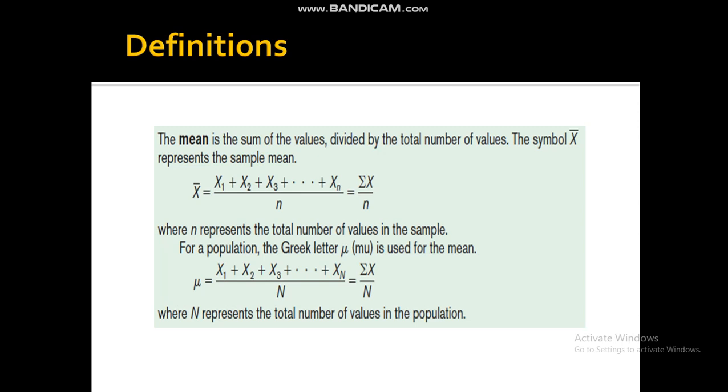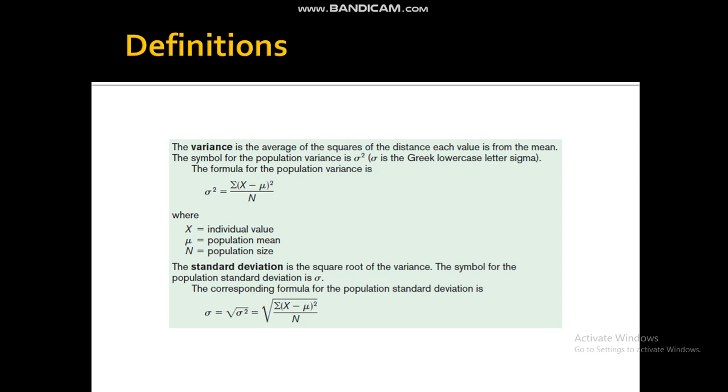The mean is the most stable measure of central tendency. Why? Because no matter how many times you take a sample from the given whole population, the mean is almost consistent, unlike the median and the mode. The most stable measure of variation is the standard deviation or the variance.